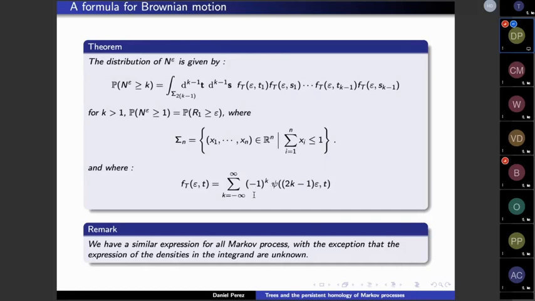And so essentially, you can sort of see it like this. So this is kind of why you have this psi appearing again. But then, of course, in practice, it doesn't really work that way. So this is not actually how we find this formula. But it's nice to see that there is at least some kind of consistency with respect to this. And so, like I said before, we have a similar expression for all Markov processes. But of course, the exception is going to be that the densities in the integrand are going to be, well, we're not going to know what they are.